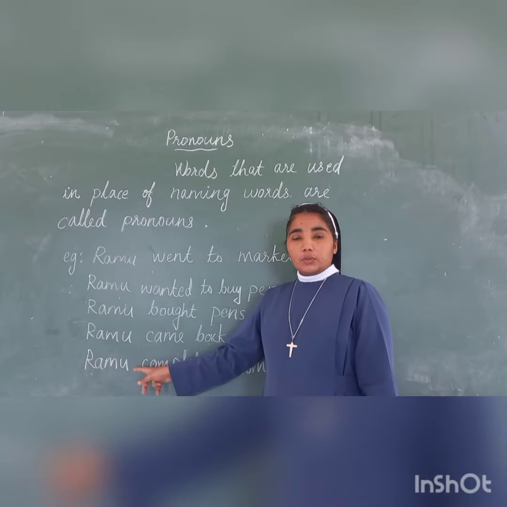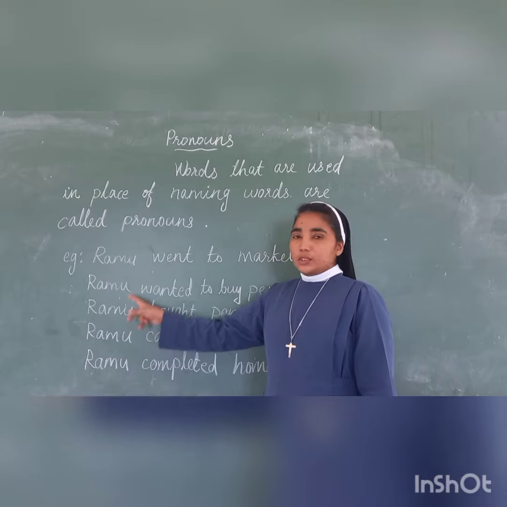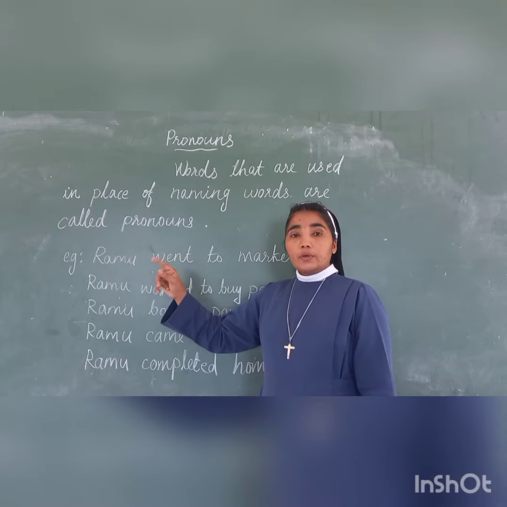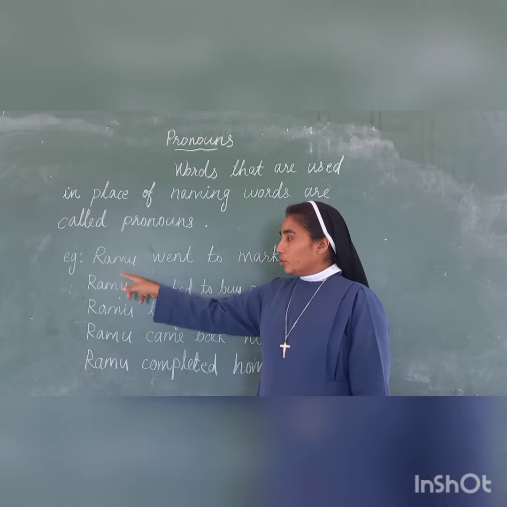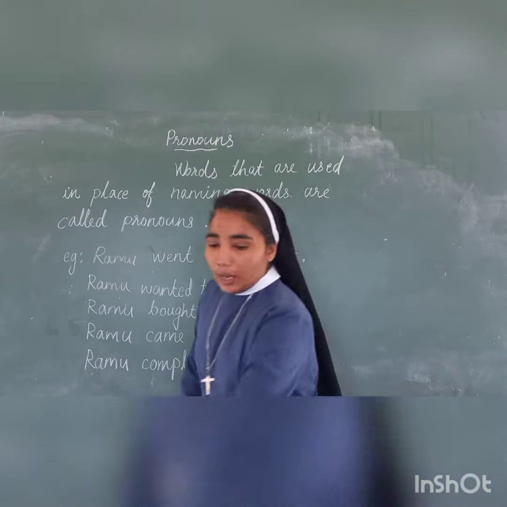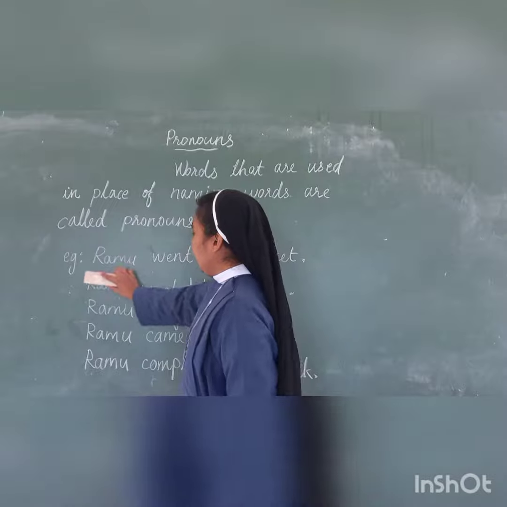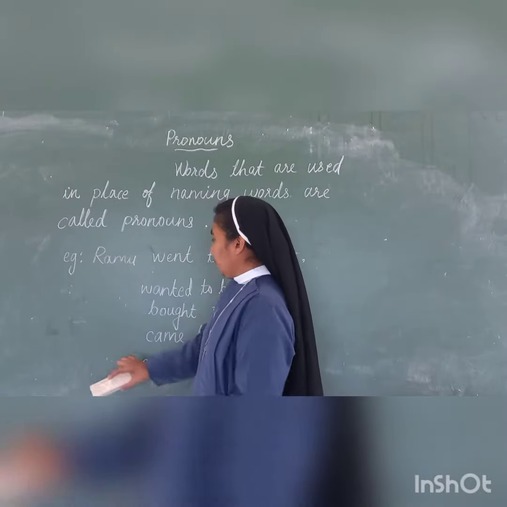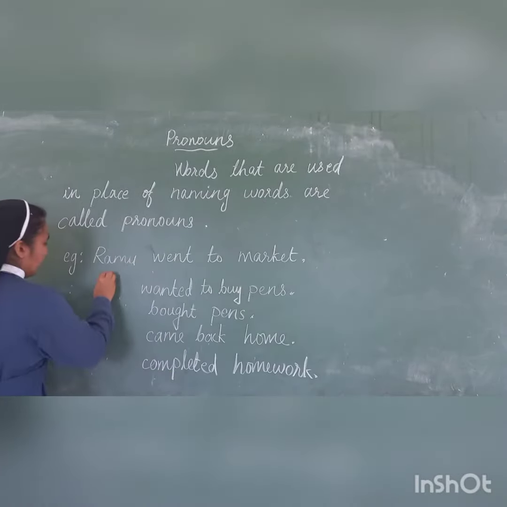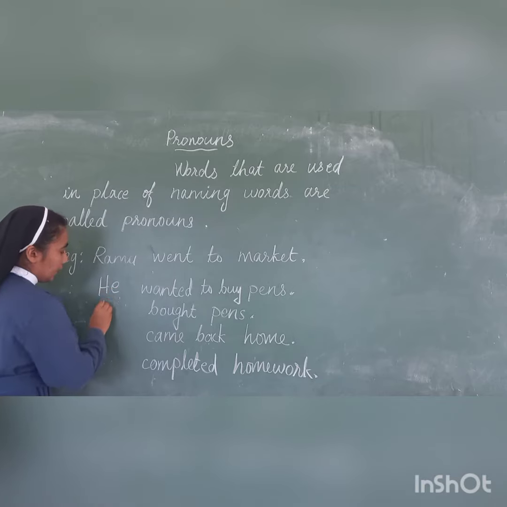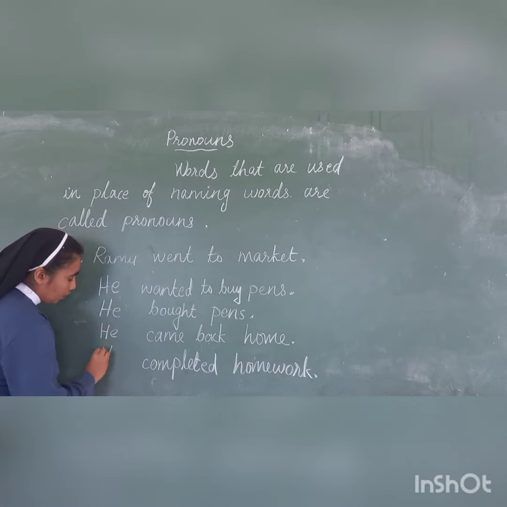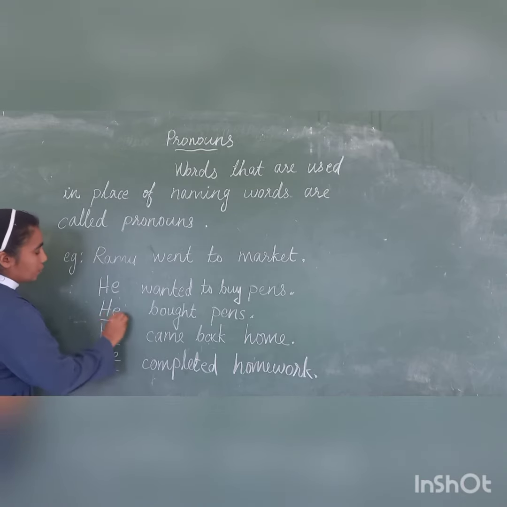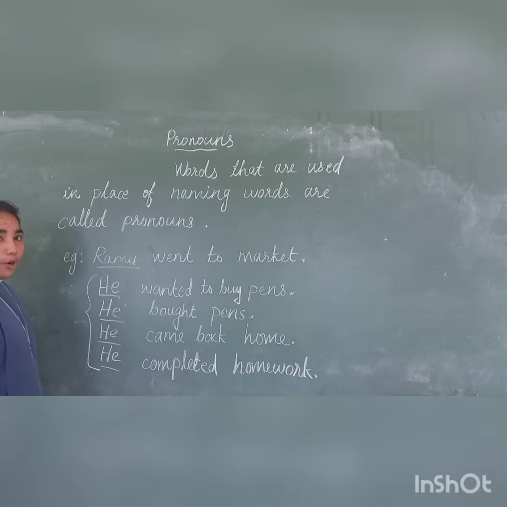But it is not good. So we can use instead of Ramu, pronoun he. Instead of Ramu, what we can use? He. So we can replace this Ramu and we can write he. Instead of Ramu, we can use he pronoun. So this is called a pronoun. Instead of noun, instead of naming word, we can use he or a pronoun.